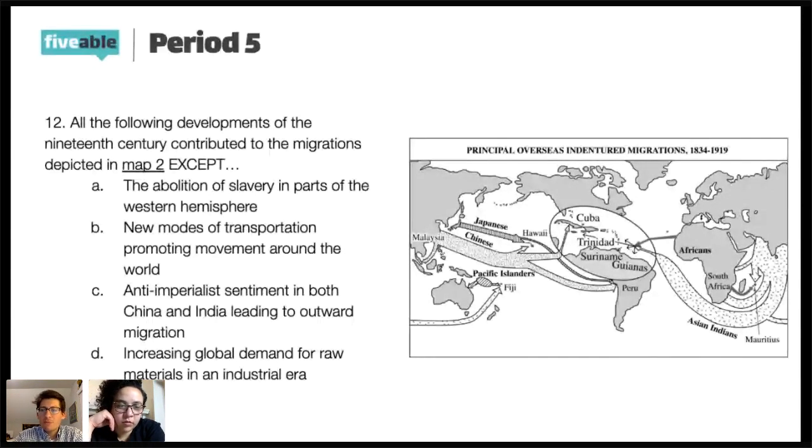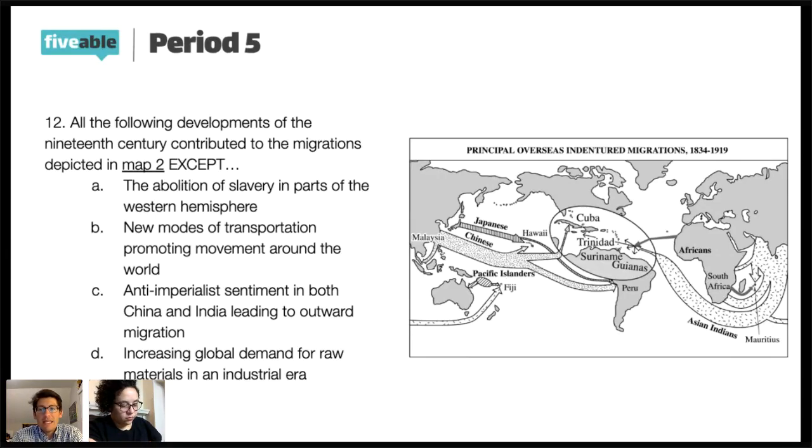New modes of transportation promoting movement around the world. In the 19th century, you have steamships, which make it easier for people to migrate around the world. Some students might remember key concept 5.4 is all about labor migration. And one of the things that enables migration is the improvement of transportation.